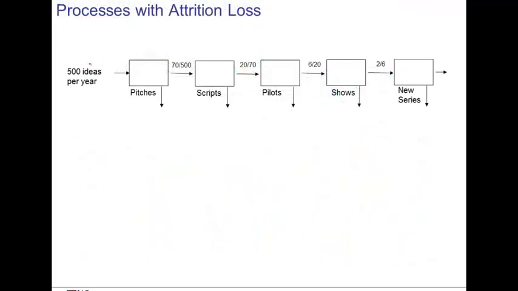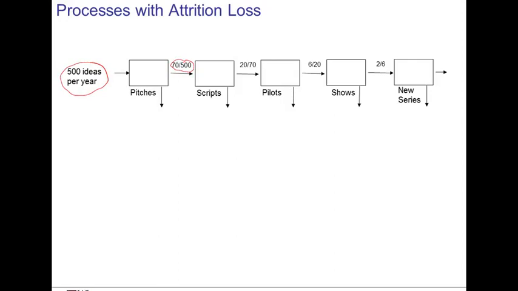A very useful application of our new way of finding the bottleneck deals with processes that have an attrition loss. Consider the following example of a television firm. The firm is looking for new series that they can air on television. For that, they consider 500 ideas every year. These ideas are pitched. 70 of these 500 are moved towards script development.